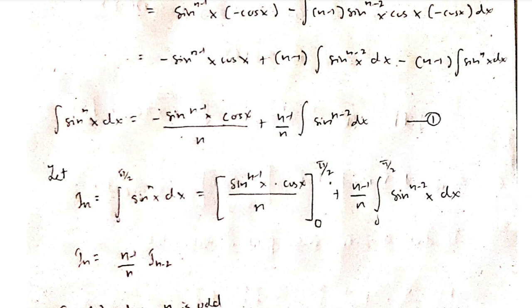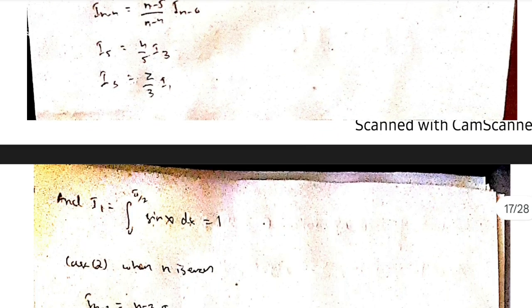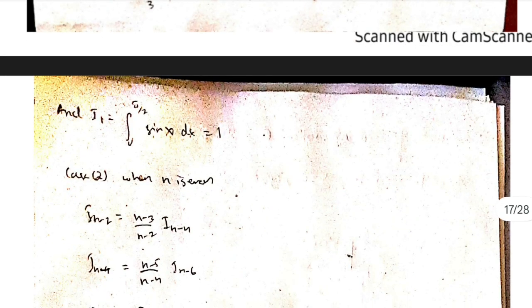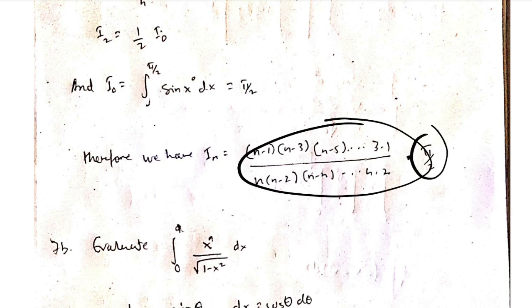Now there are two possibilities: n will be either even or odd. If n is even, what do we have to do? If n is odd, what do we have to do? If n is even, you get the answer as n minus 1 by n, n minus 2, and so on. If you take n as some even value, the final answer has pi by 2, which is done here. For odd, you will get 1. That's all you have to prove, and for pi by 2 the equation you get is this one at last: this whole term multiplied by pi by 2.